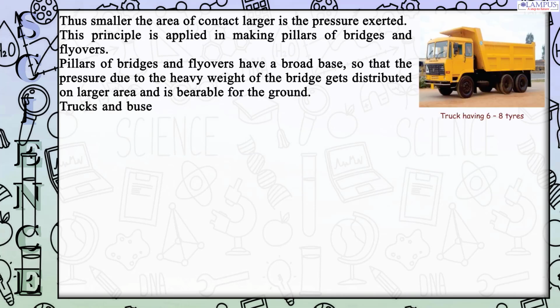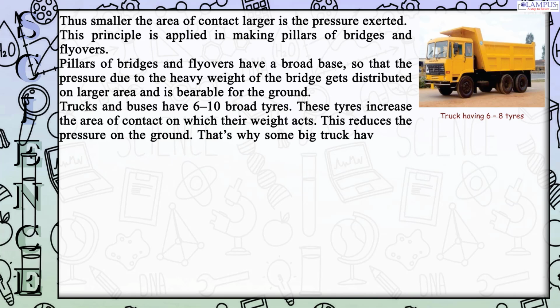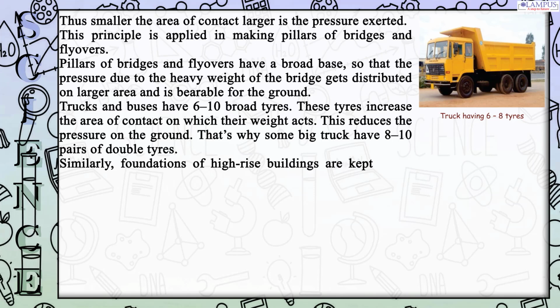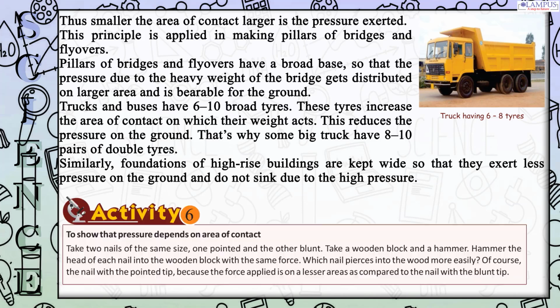Trucks and buses have 6 to 10 broad tires. These tires increase the area of contact on which their weight acts. This reduces the pressure on the ground. That's why some big trucks have 8 to 10 pairs of double tires. Similarly, foundations of high-rise buildings are kept wide so that they exert less pressure on the ground and do not sink due to the high pressure.